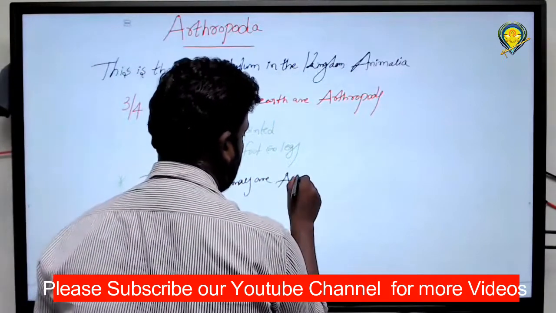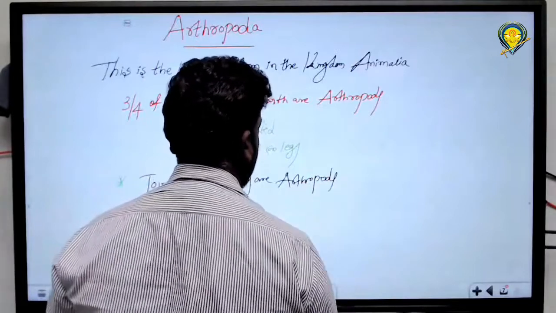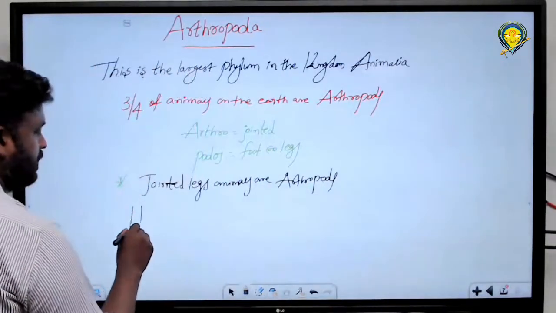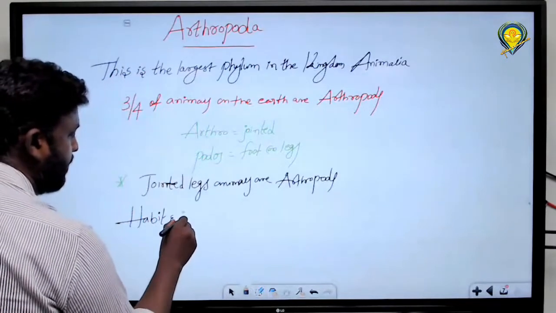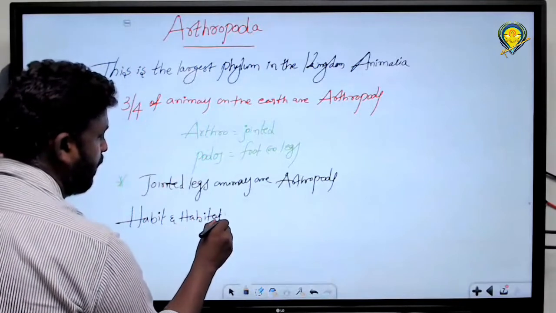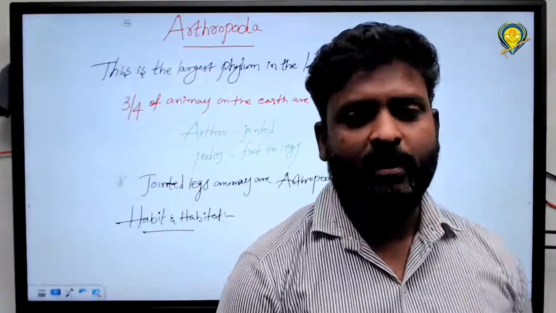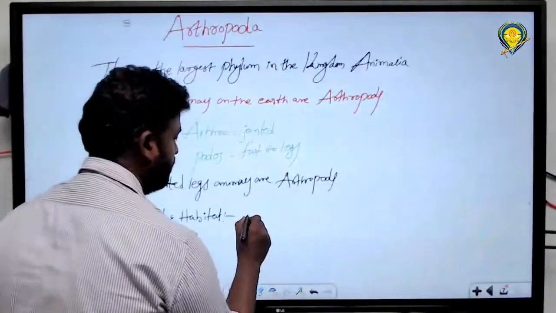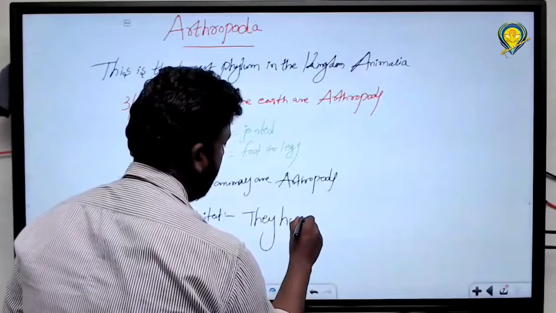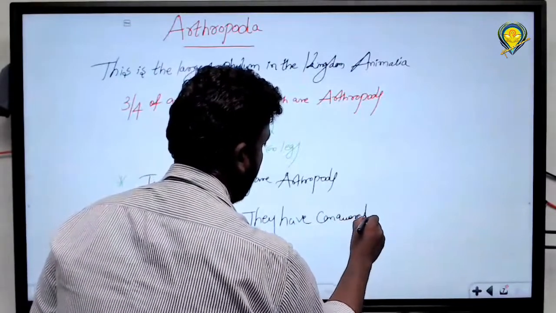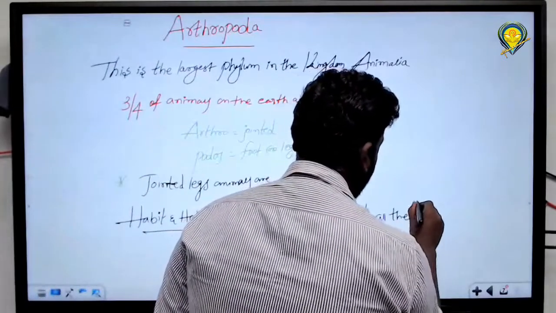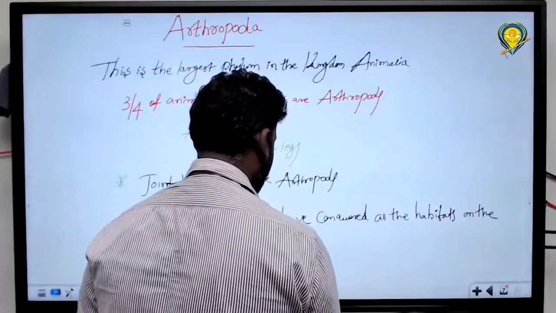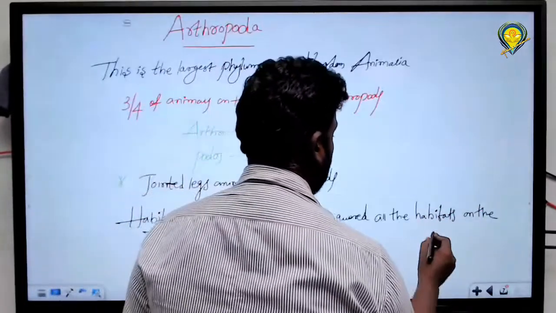Jointed legs animals. Right. Next one. What is the habitat? That is what we just discussed. They have conquered all the habitats on the earth, like terrestrial, aquatic, and aerial mode of life. Please write it. They have conquered all the habitats on the earth. So what are those habitats?